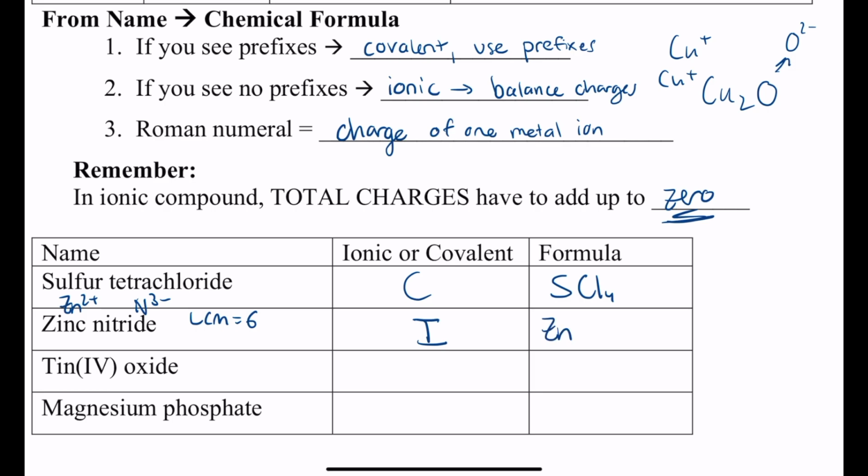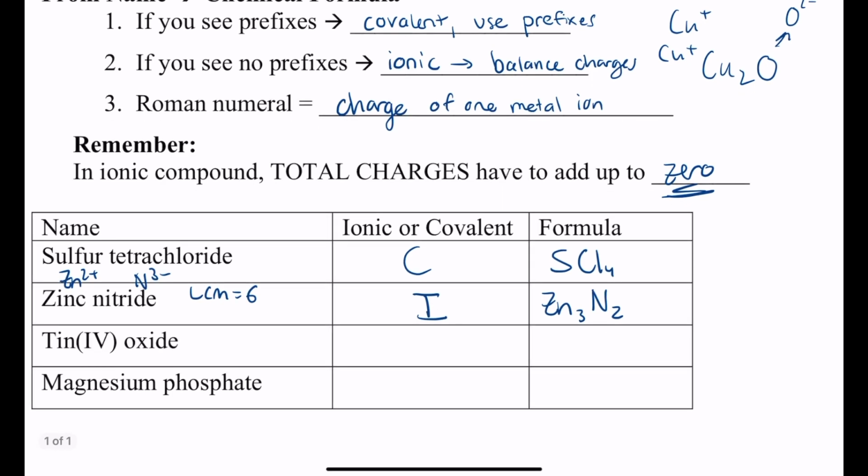Your zinc will need a total of 6 plus charge, so you need 3 of them. And your nitride, you'll need a total of 6 minus charge, so you need 2 of them. So the correct formula is Zn3N2.